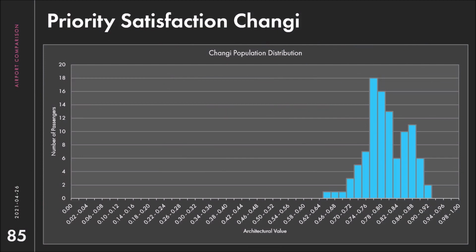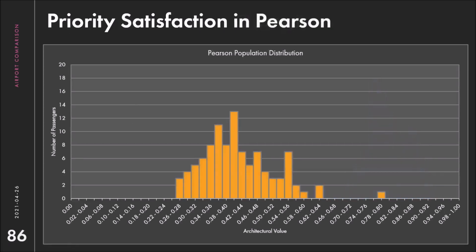This is a histogram of passenger scores in Changi, which ranges between 60 and 90 and is most concentrated around 80%. And here is a histogram for scores in Pearson. As you can see, the values have a much greater variance, ranging as low as 30 and as high as 80 for someone, although the average tends to concentrate around 40%.